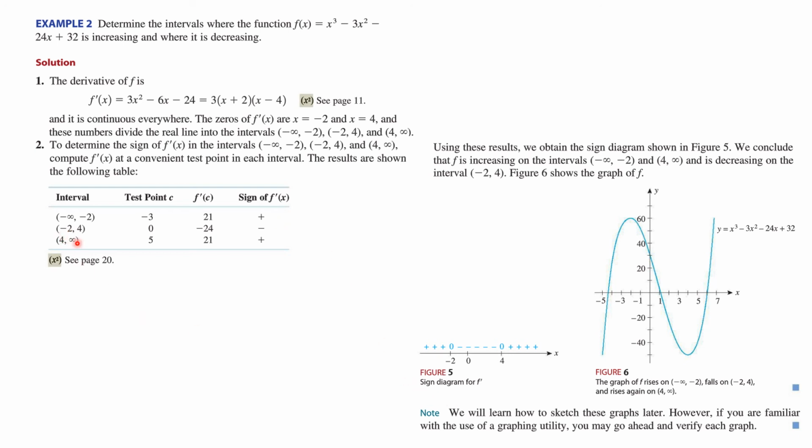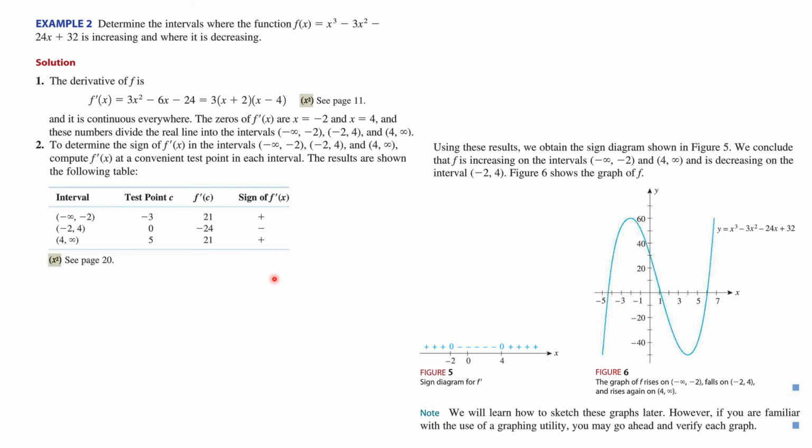In this interval here, when we go from minus 2 to 4, 0 is a nice test point. It is easy to evaluate. We put 0 into, again, the first derivative. We get minus 24, and that, of course, is negative. And then when we put 5, a test point up here, in we get 21, and so that is positive.